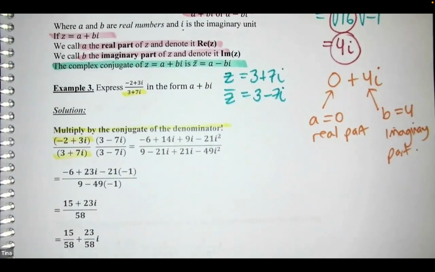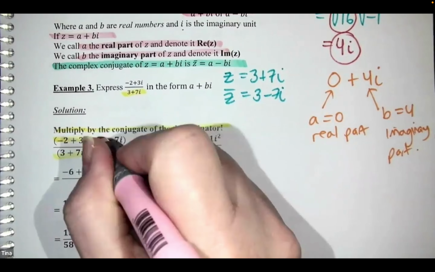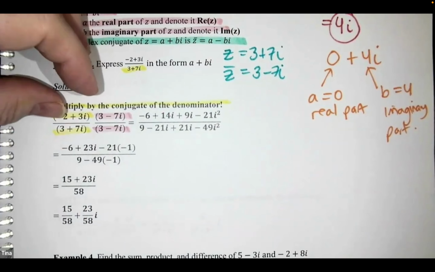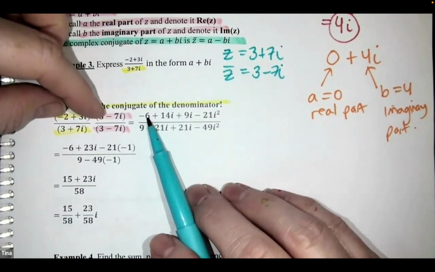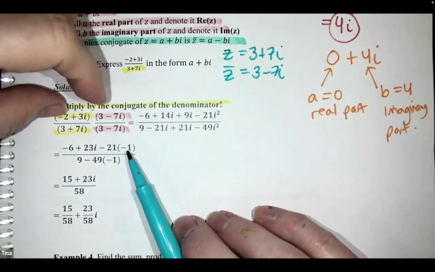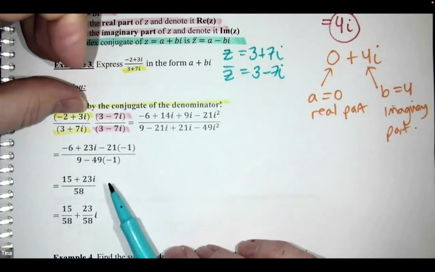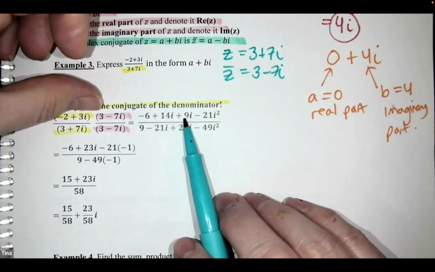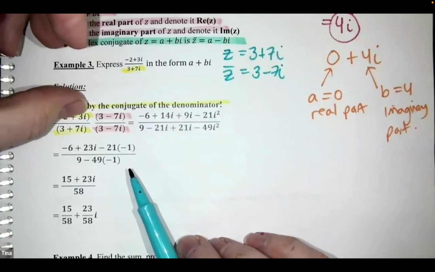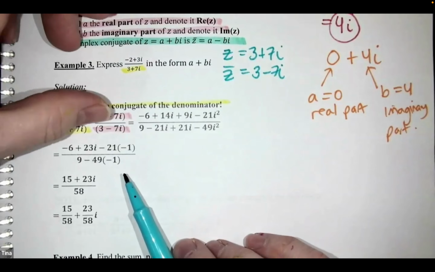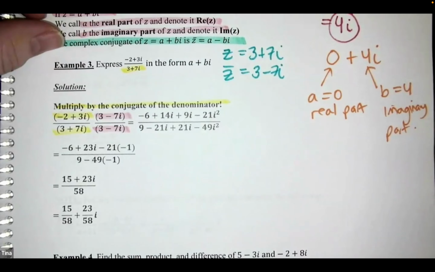Of course, if we multiply by a term on the bottom, we've got to do it on the top, otherwise we're going to change our question. So then we FOIL it out. So the top, negative 2 times 3 is negative 6. Outside, negative 2 times negative 7 is plus 14I. Inside, 3I times 3 is 9I. And last, 3 times negative 7, so that's negative 21. And it's I times I, so it's I squared, which we'll talk about in a sec.